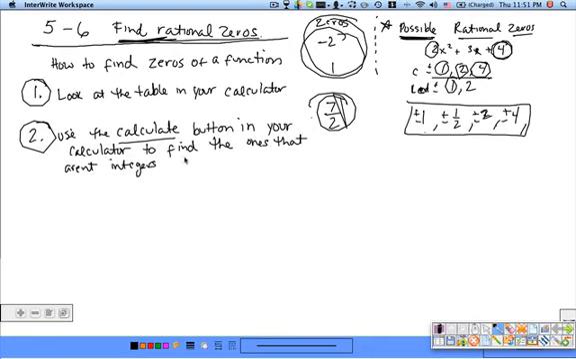But I'm going to give you some ones today where you can't just use these two methods right here. You're going to have to take it a step farther. So why don't we try one like that.